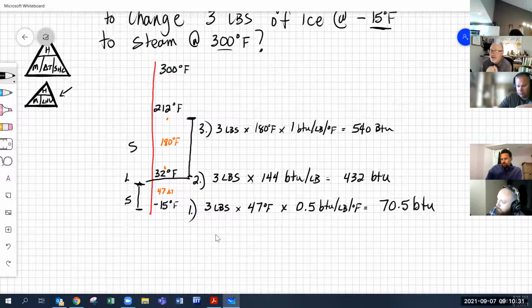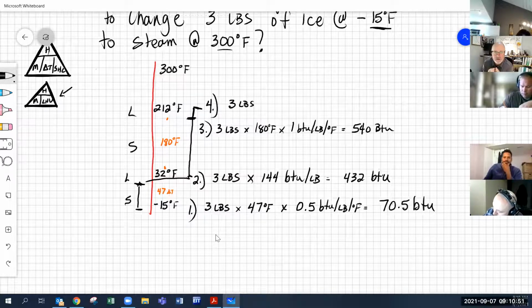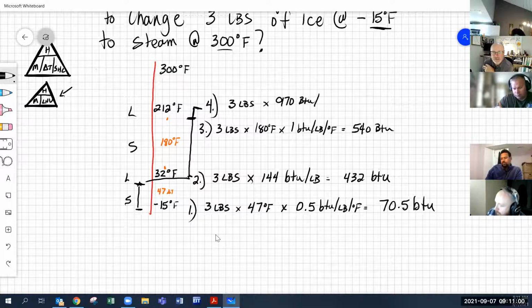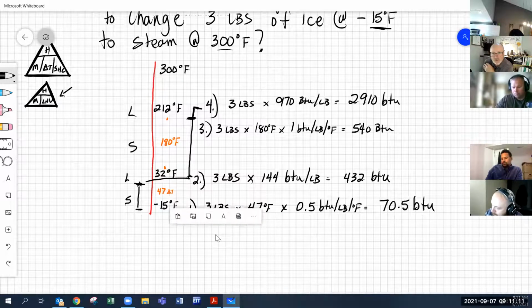Now I have water sitting there at the boiling point. This is going to be a latent heat equation right here, where I'm going to change the state of that water to steam. I'm going to call this number 4. Latent heat says take my mass and multiply by the latent heat value of vaporization, condensation, which is 970 BTUs per pound. And that is 2,910 BTUs.